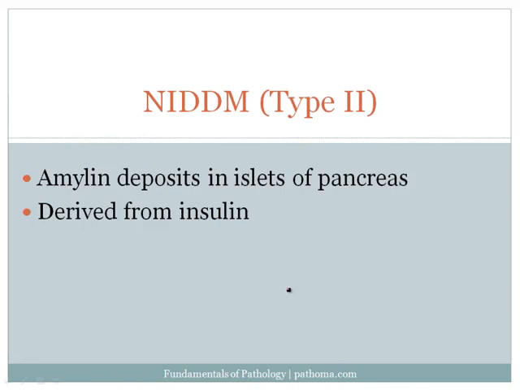And that resistance to insulin initially results in the pancreas actually putting out excess insulin until eventually the pancreas burns out. And so a consequence of the production of that excess insulin is actually the production of a byproduct of insulin, which is called amylin, and amylin deposits in the islets of the pancreas. So the classic histologic finding in type 2 diabetes is deposition of amyloid within the islets of the pancreas, and that amyloid is called amylin, which is again derived from insulin.